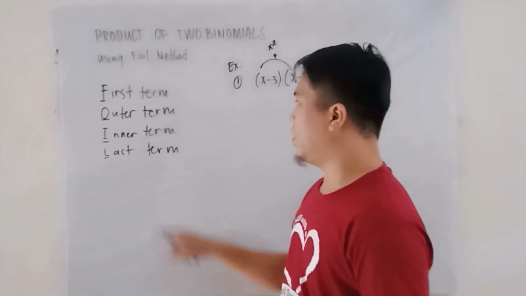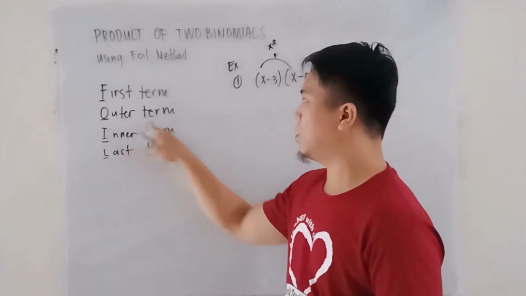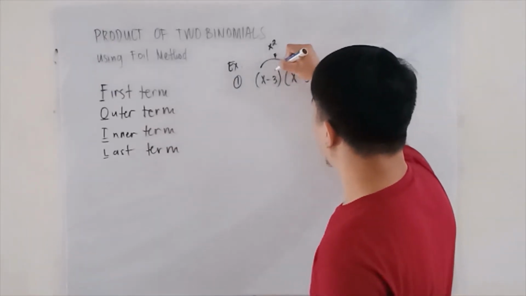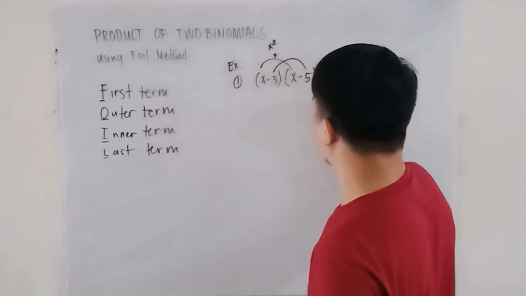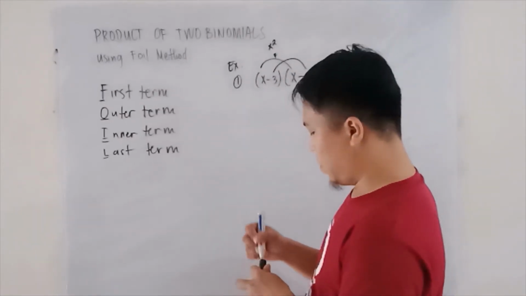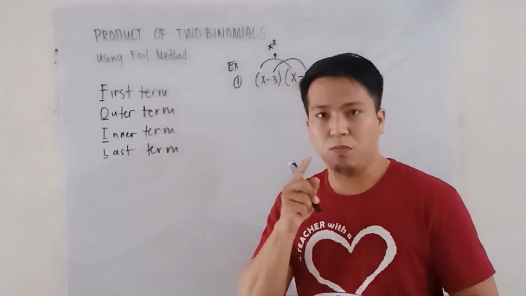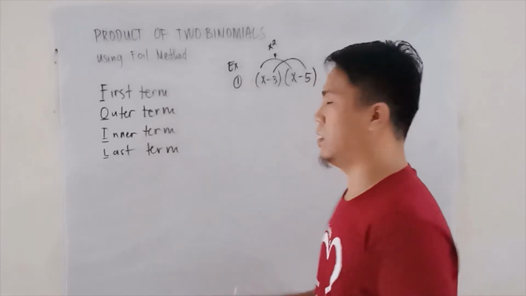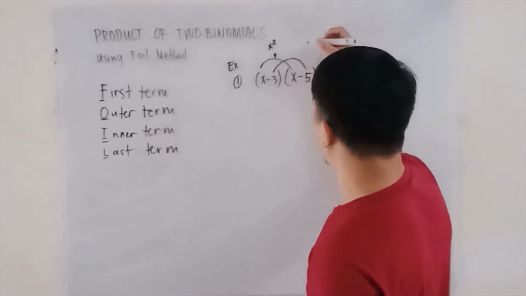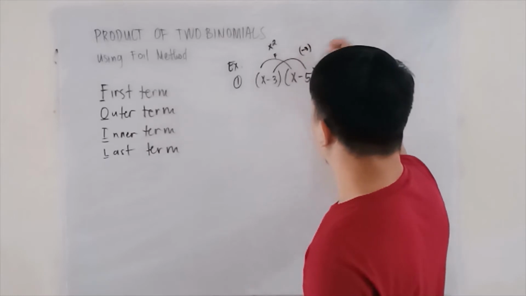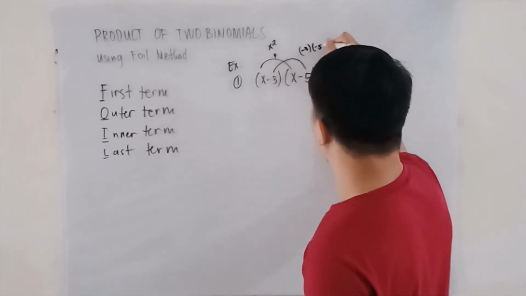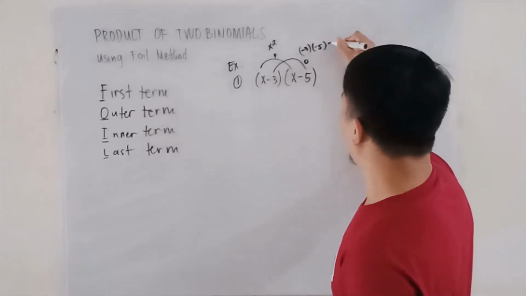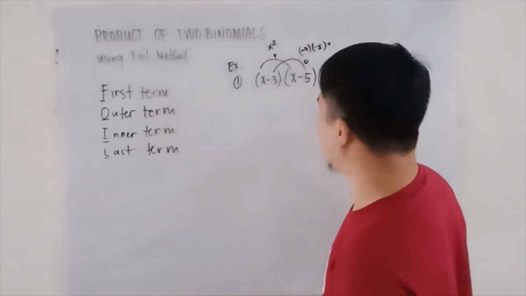Now, we're on the outer term. The outer term is the product of the two last terms of both binomials. So, we have negative 3 times negative 5. So, the product of negative 3 and negative 5 is positive 15.